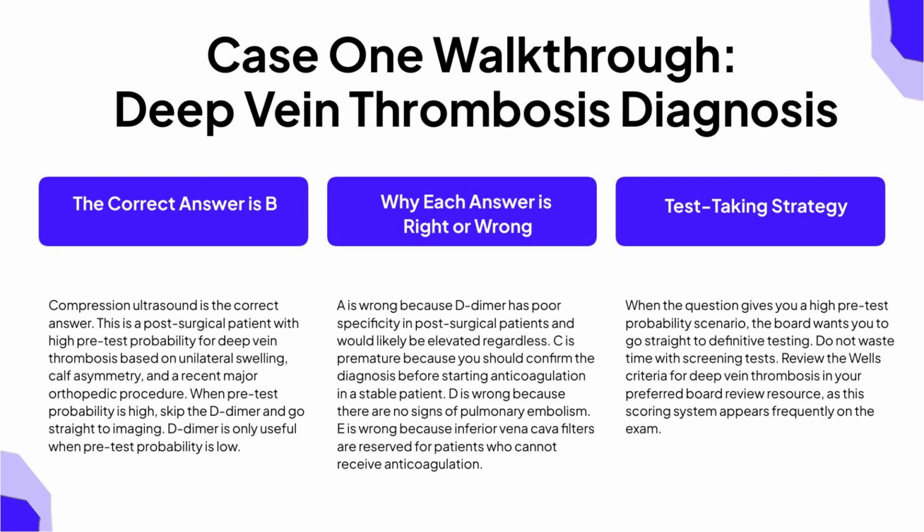Choice D is looking for a pulmonary embolism, which is not what this patient is presenting with. And choice E, placing a filter, is only for patients who cannot receive anticoagulation. This concept is tested heavily, so review the Wells criteria in your board prep materials.